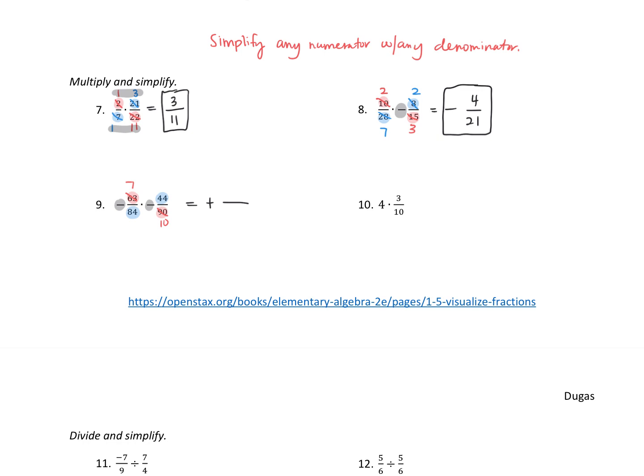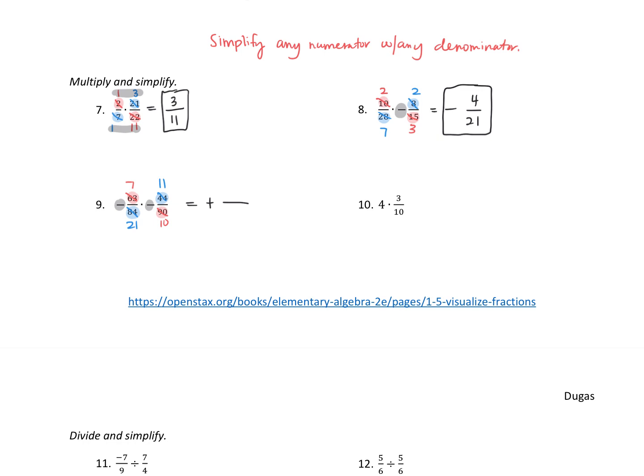So I'm thinking they're both divisible by 4. I don't know if there's a bigger number or not, but we'll try 4. So 44 divided by 4 is 11. 84 divided by 4 is 21. Now I'm going to keep looking.